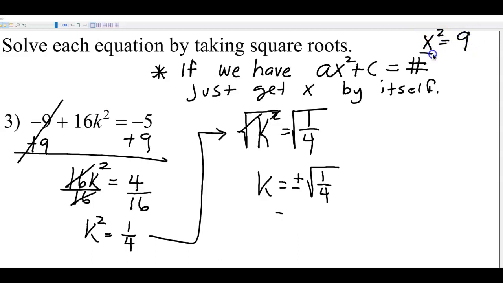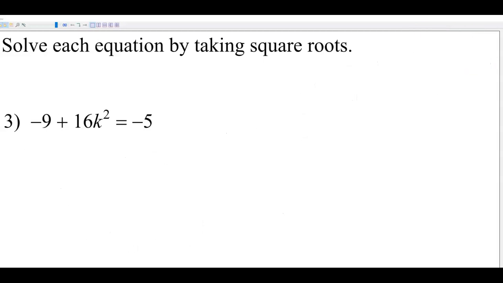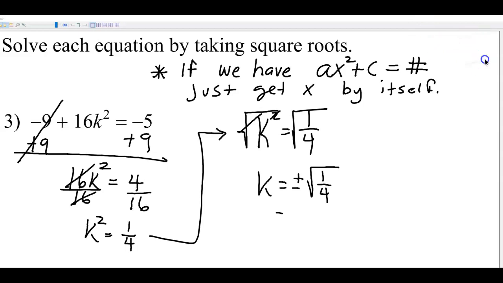If I told you something to the second power is 9, and I asked you what's the answer, a lot of you guys would just say, what? What number to the second power is 9? Oh. 3 is, right? But there's another one. Negative 3. Negative 3 times negative 3 also makes 9. So when you solve these by taking square roots, you always get a positive and a negative answer. So I showed you with a number that's not as confusing, but the same principle applies here. When you solve by taking a square root, you get a plus and a minus.